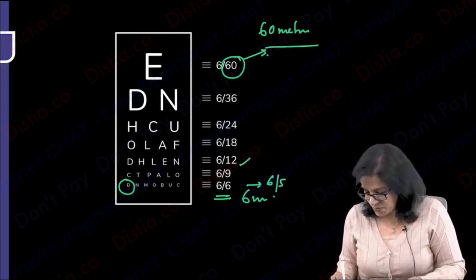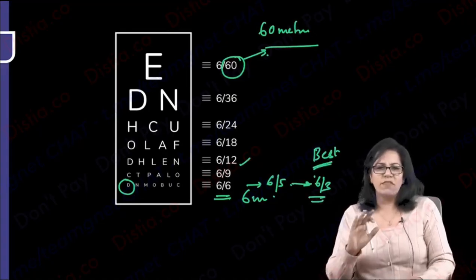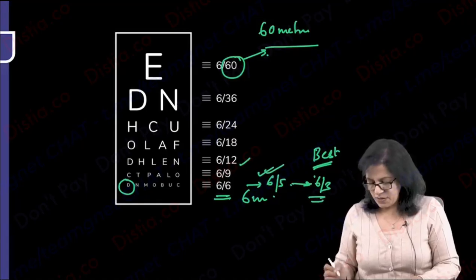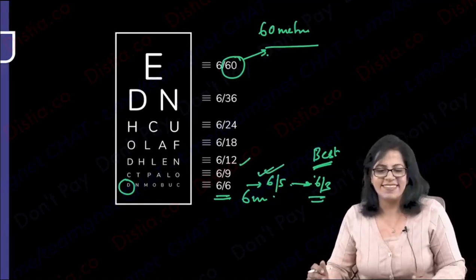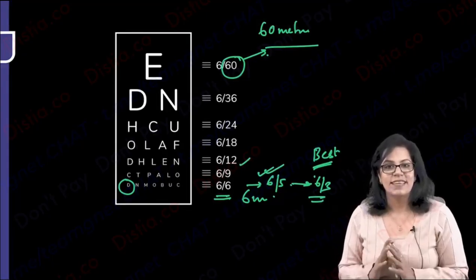And that can go up to, actually some people have 6/4 or 6/3. So this becomes the best acuity. Very rare to happen that. 6/5 is common, but going to 6/3 is very rare. Normal we will always consider is 6/6 only.